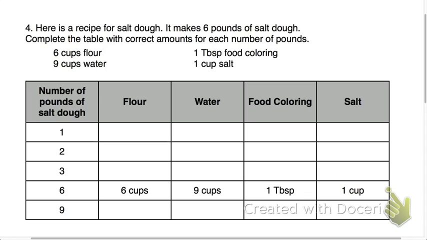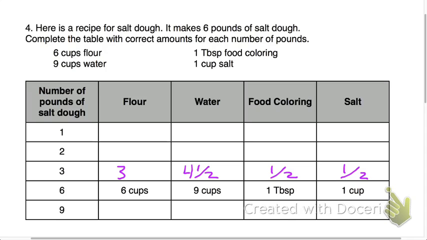So half of 6 would be 3. Half of 9 would be 4.5. Half of 1 would be 1/2. And half of 1 would also be 1/2. These are going to be the same numbers, even though the units will be different. The column for food coloring is tablespoons. The column for salt is cups.